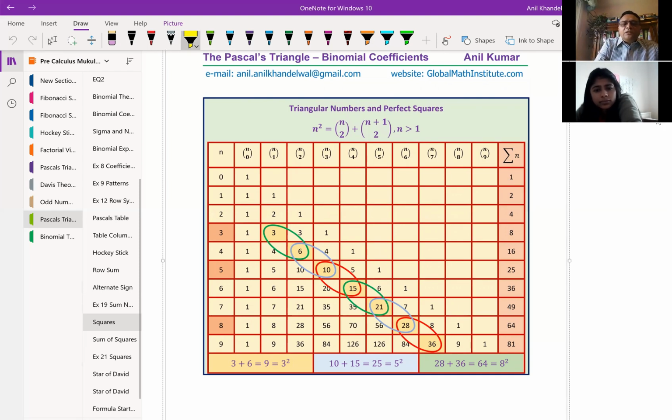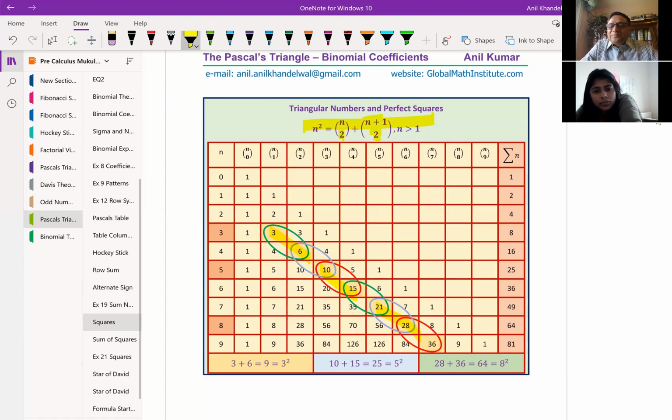So you can observe that the sum of elements in the third diagonal, which is diagonal number 2 for Pascal's triangle, always gives you a perfect square. 3 plus 6 is 9, 10 plus 15 is 25, and so on, is a perfect square. And that gives you a formula in a way. That is n squared equals n choose 2 plus n plus 1 choose 2.